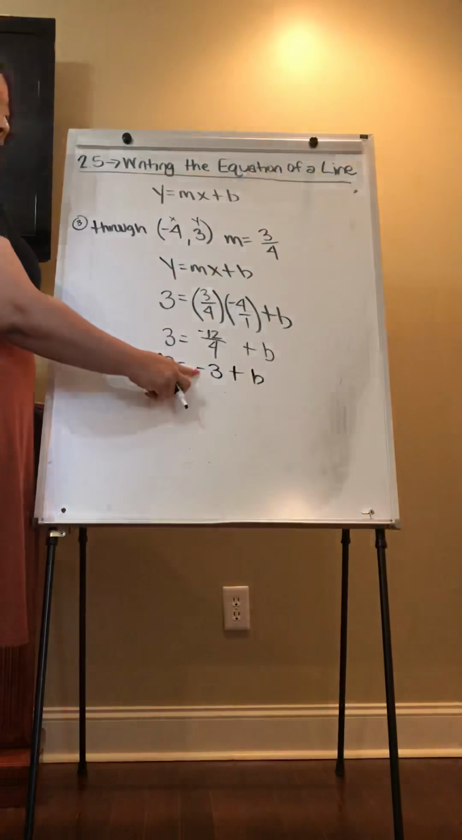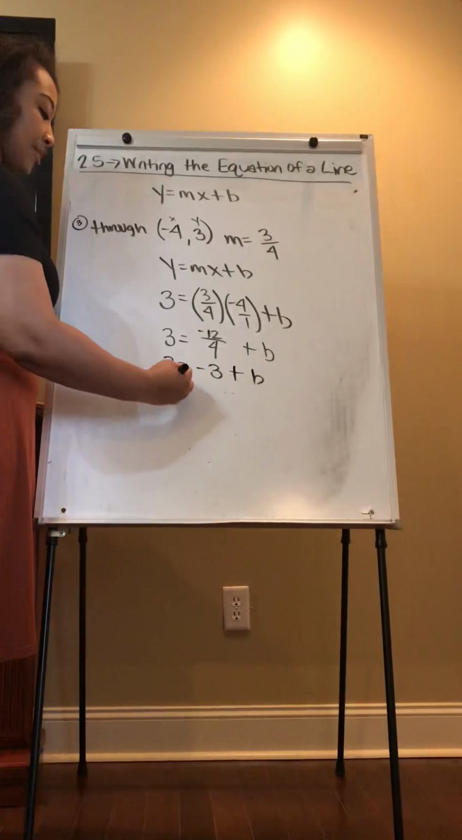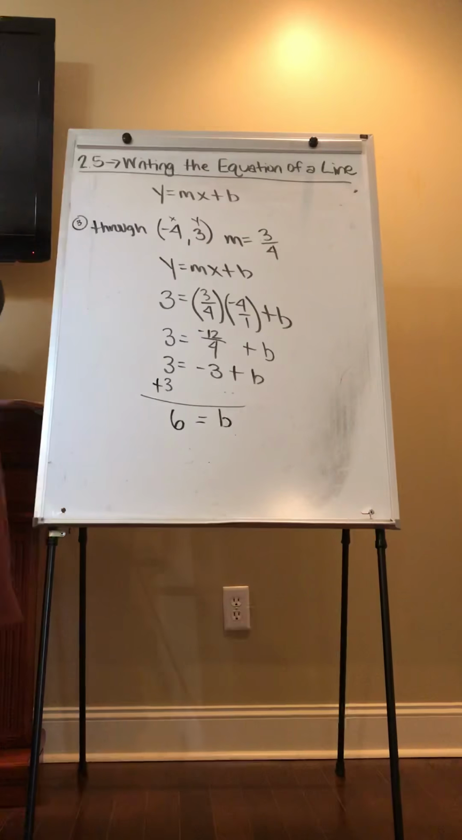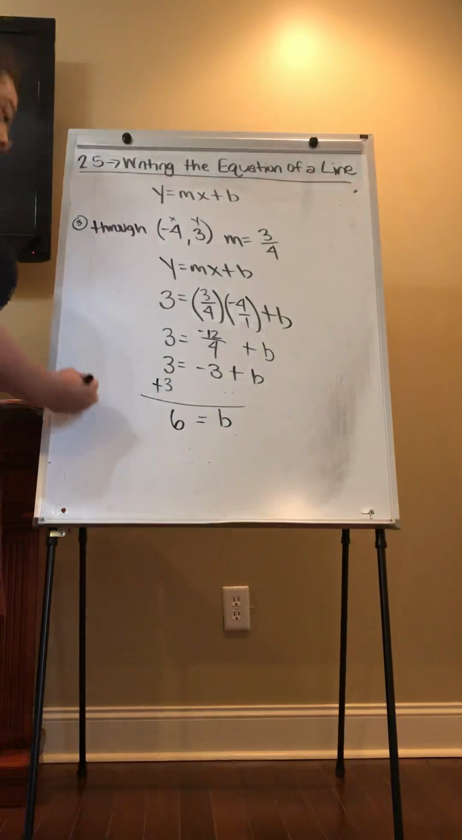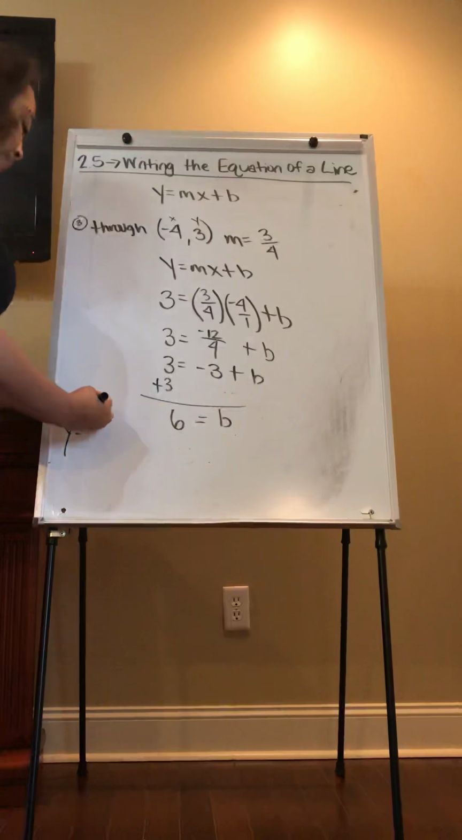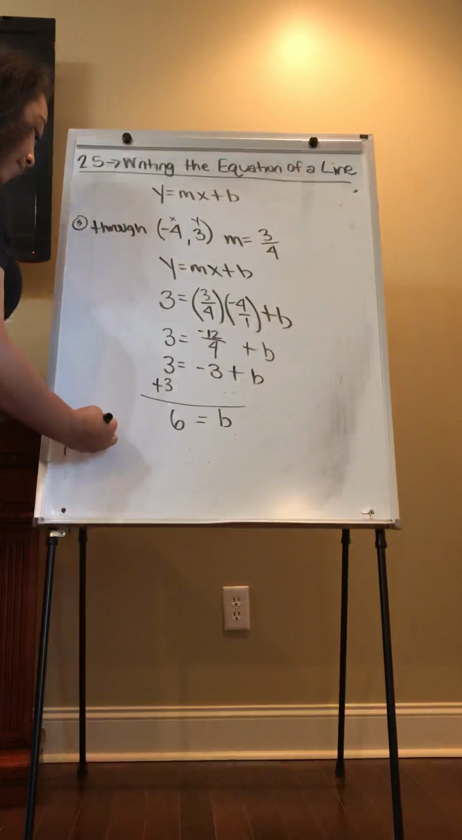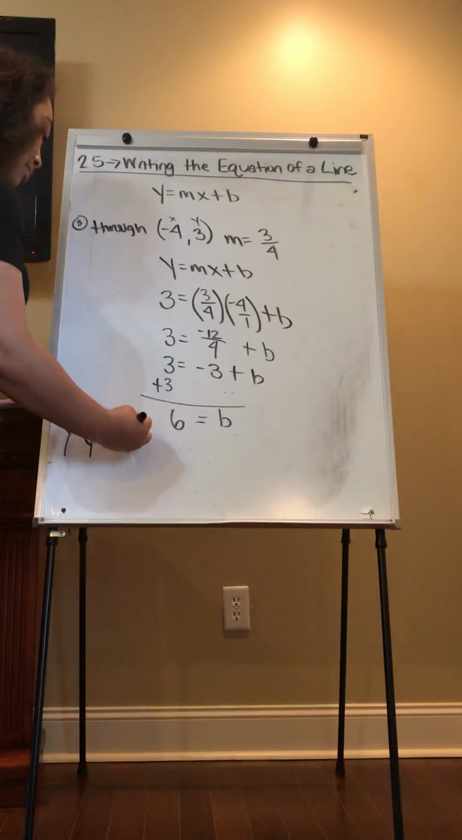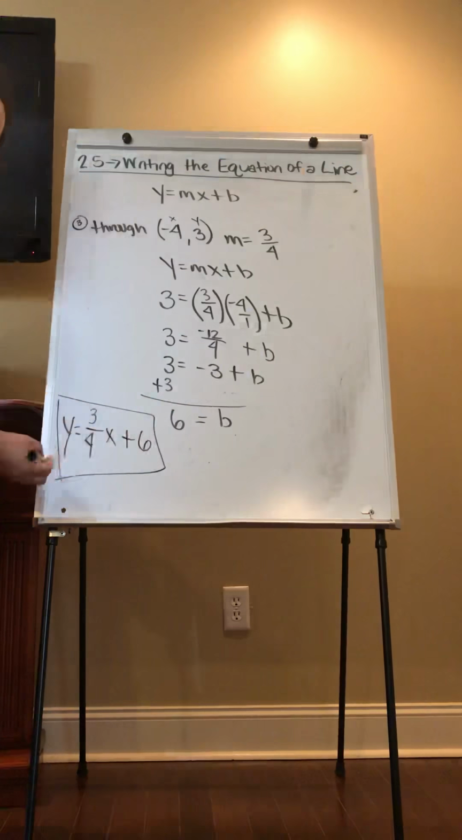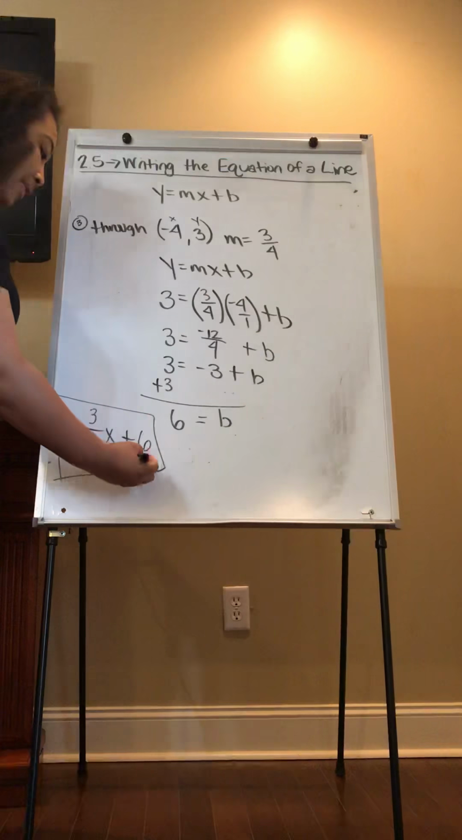To get b by itself, I'm going to add 3 to both sides. 3 plus 3 is 6. So my equation would be y equals, my m is 3/4x plus 6. That's your m, and that was your b.